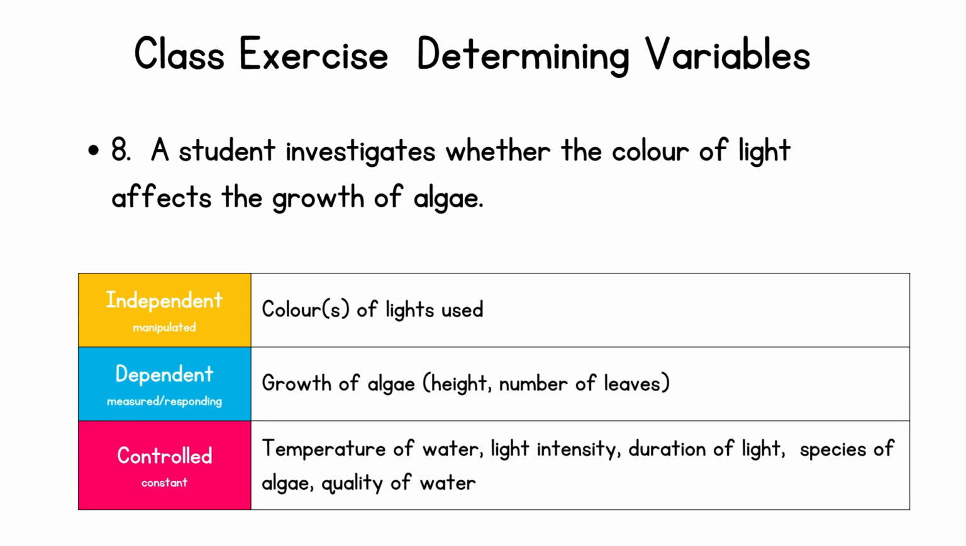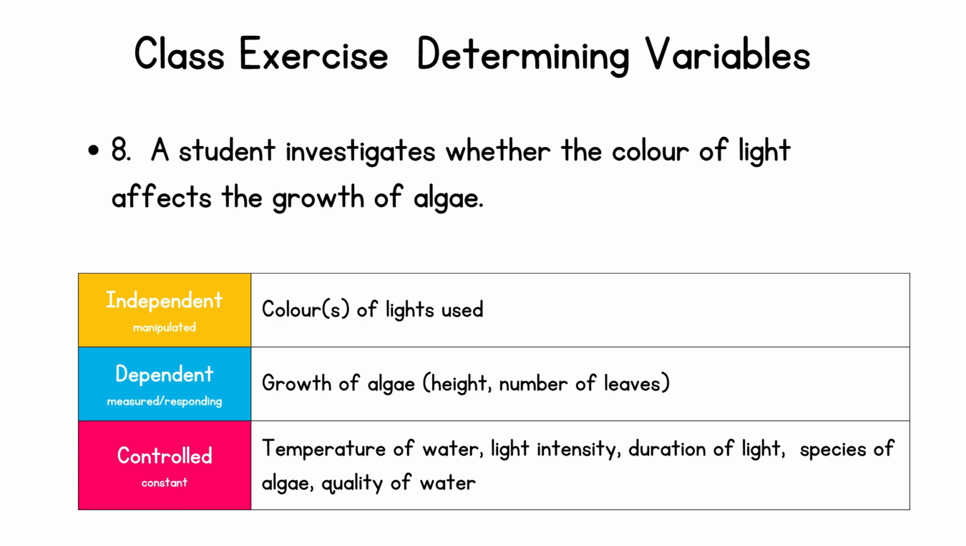Awesome. The colors of lights used would fall under the manipulated variable. The growth of the algae, the height, the number of leaves would fall under measured or responding, which is the dependent variable. What is being held constant? Temperature of the water, the light intensity, duration of light, species of algae, quality of water. So if you came up with any of these things, very good.